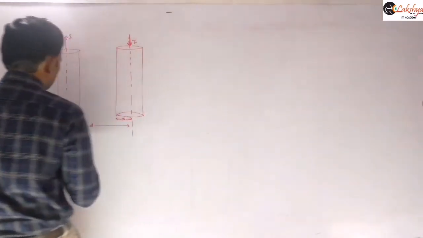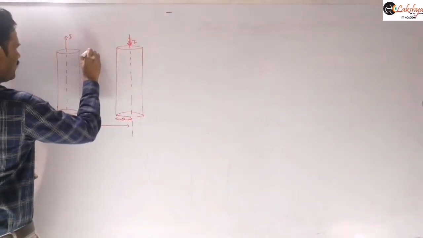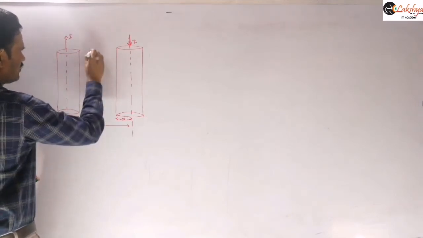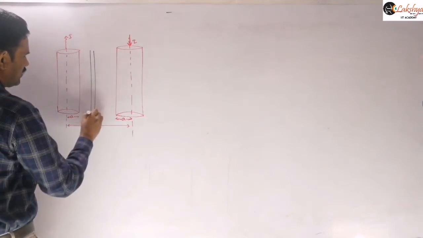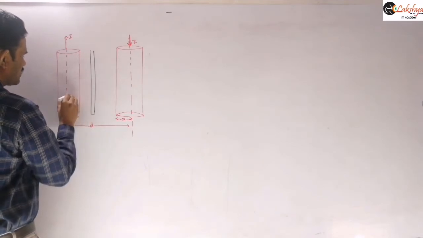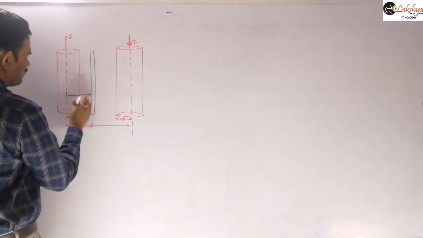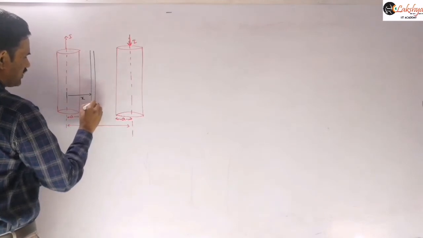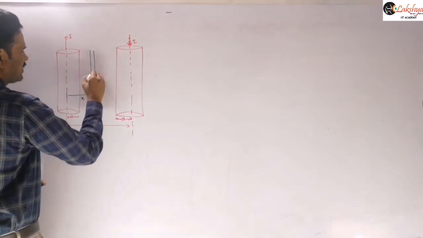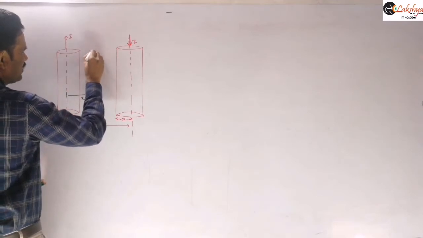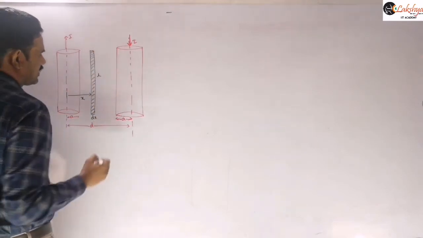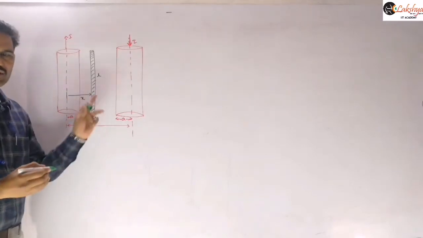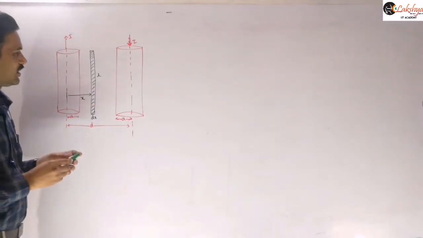So for this, you may consider a small element here. Suppose I am taking this small element. Suppose this is at a distance of x from here, and the width of this element is, let us take it as dx, and this length, let us assume as L. They are actually very long here. We are calculating inductance per unit length. So this element length I am assuming as L.